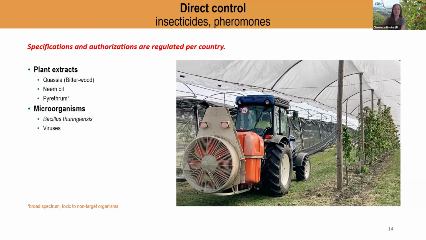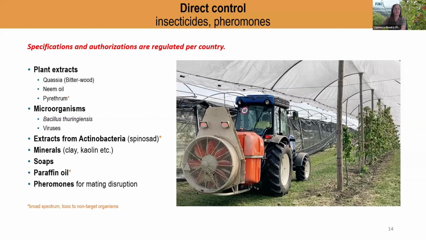Then the next category could be microorganisms, including one very famous agent, Bacillus thuringiensis, or viruses. You can have extracts from Actinobacteria. It's called spinosad, but it's one of the most killing insecticides, and should be avoided at all cost. And then you have minerals, soaps, paraffin oil, and also pheromones for mating disruption.